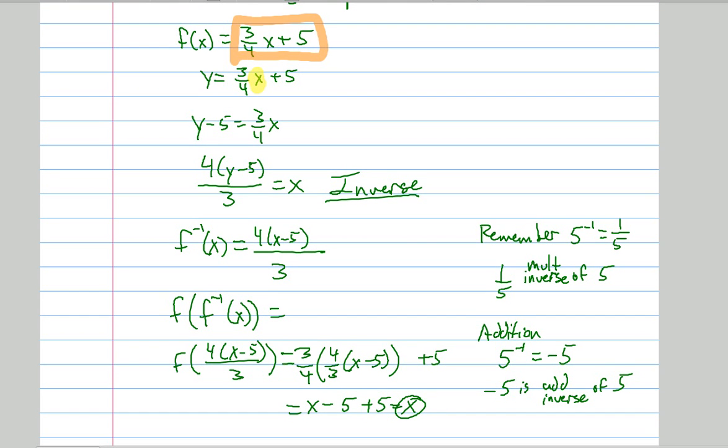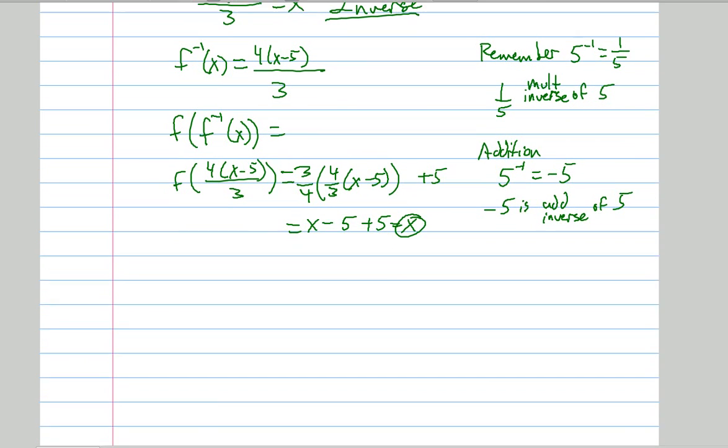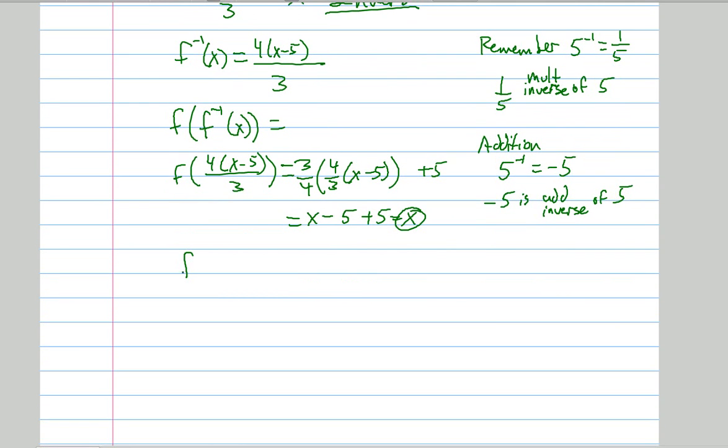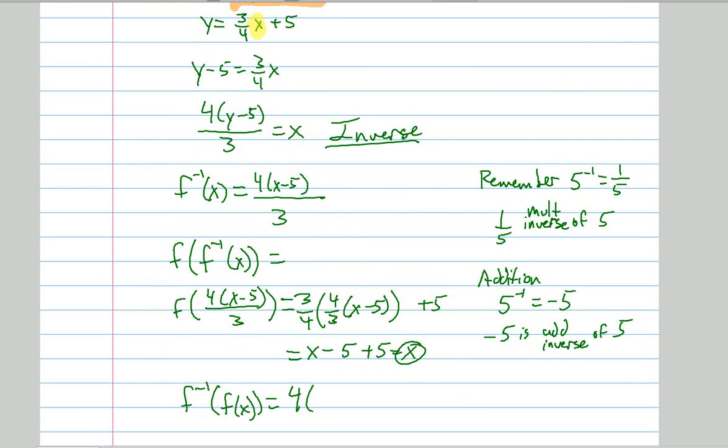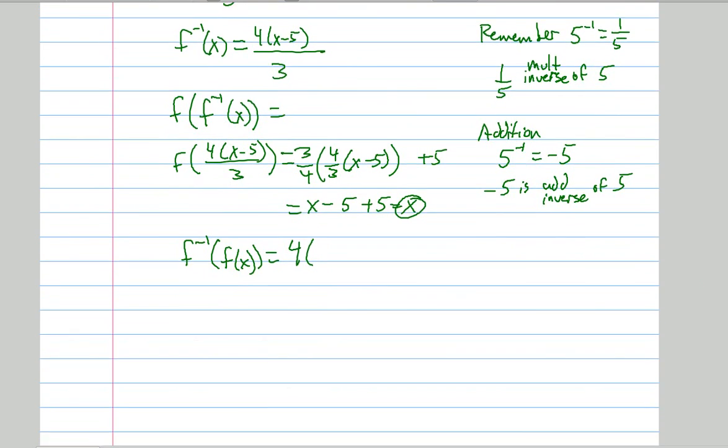Now take a look at what happens if I run this the other direction. Let's take f inverse of f of x, and that would give me 4 times x, and in this case my x is f of x, so that's that 3/4 x plus 5.